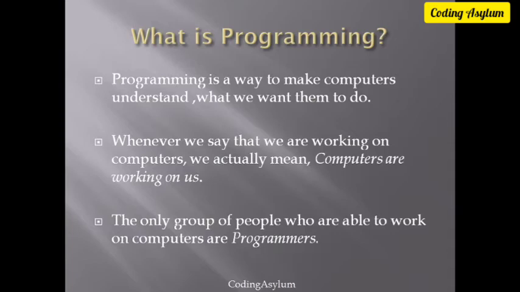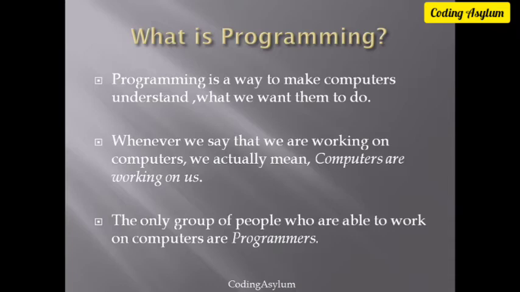So for doing such things, if we want to command computers, you should do all the things that we are commanding you. You must follow my instructions. What I want to do, you will be doing for me. So programming is a way to make computers understand what you actually want to do with them. You are giving instructions while programming, and computers will be listening to your instructions, and if possible they will be following them. Whenever we say that we are working on computers, we actually don't mean that. Actually, computers are working on us.